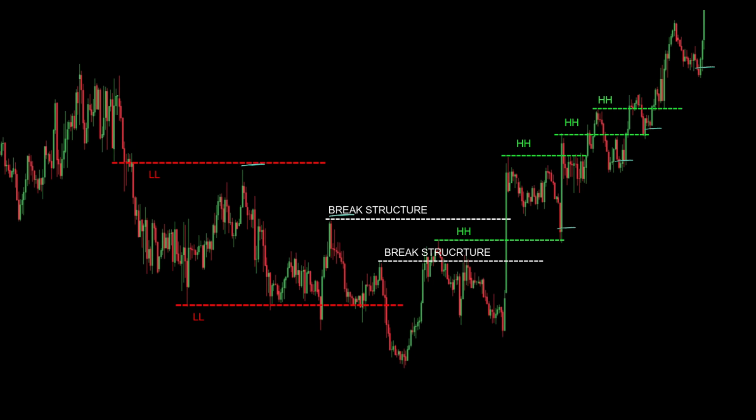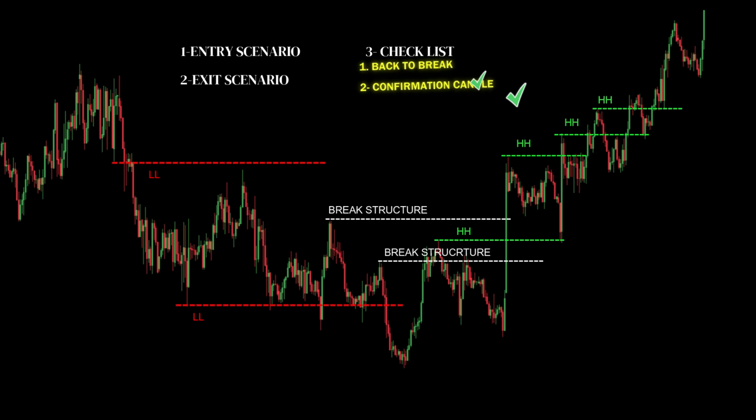Today, we're going to talk about the back-to-break setup, and together we'll refine and optimize a practical trading strategy built around this setup. This is not just a simple entry. This strategy has a few key parts. First, the entry scenario. Second, the exit scenario. And most importantly, staying disciplined with a simple checklist that helps you avoid emotional trading.